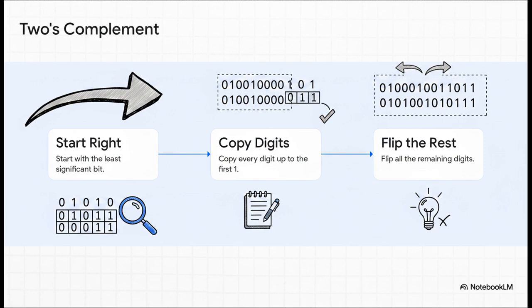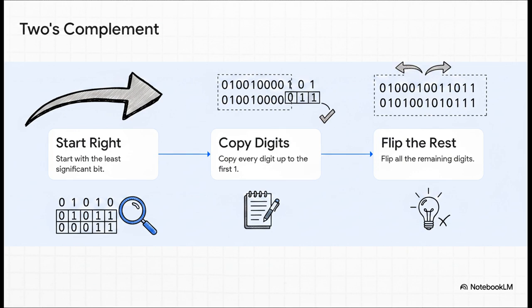What if I told you that you could sometimes completely avoid subtraction? If you need to calculate a minus b, you can just convert b into its negative form and add them together instead. To turn any binary number negative, we use this awesome, foolproof 3-step shortcut called 2's complement.